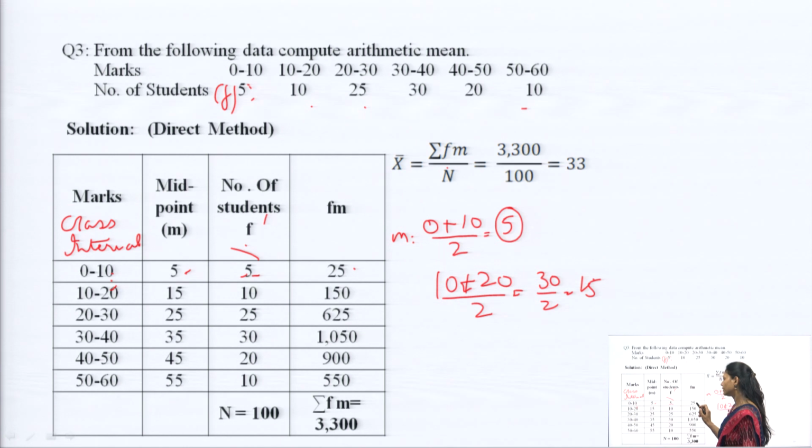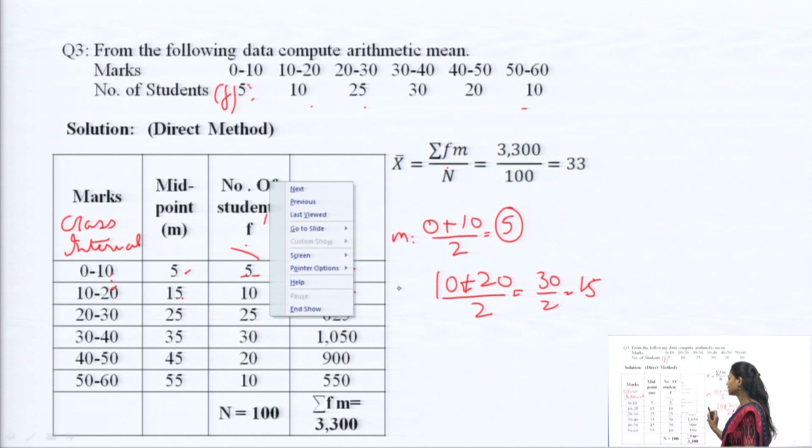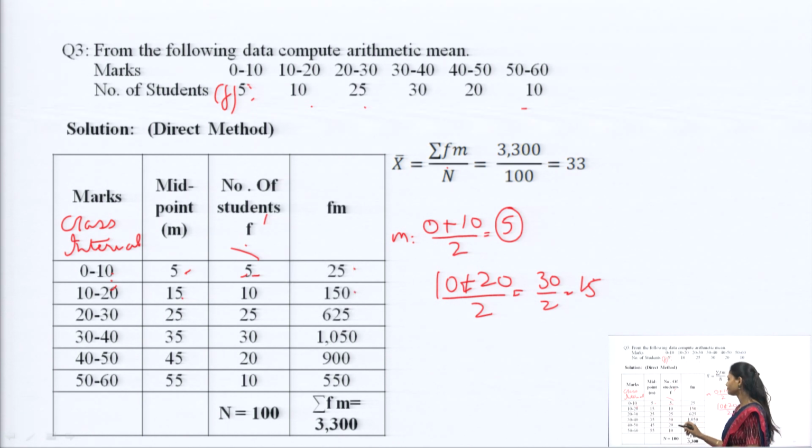5 into 5 gives me 25, 15 into 10 gives me 150, 25 into 25 gives me 625, 30 into 35 gives me 1050, 45 into 20 gives me 900, 55 into 10 gives me 550. If I add them all, what will I get? I will get the summation of fm, that is, the summation of what I have multiplied here. I will get summation of fm is equal to 3300.